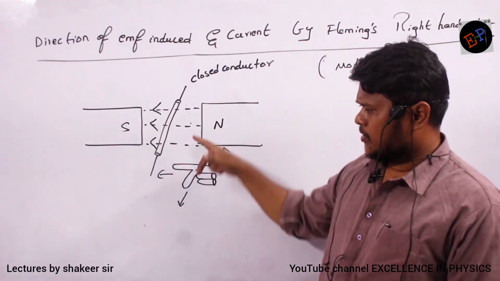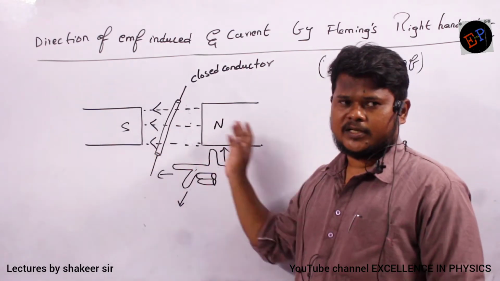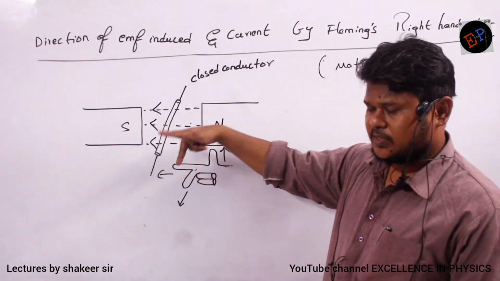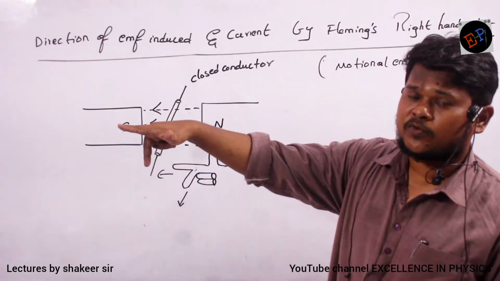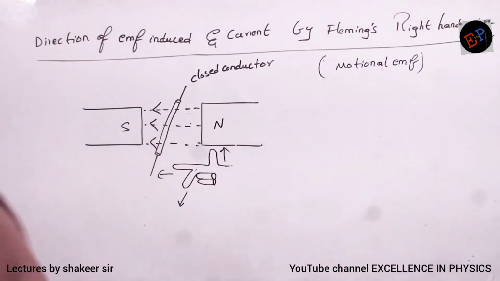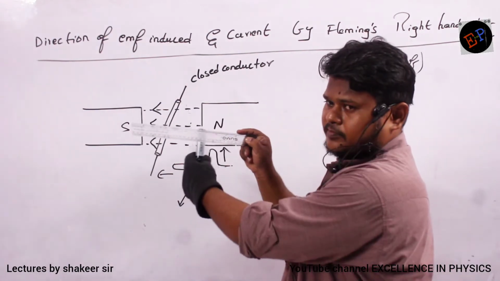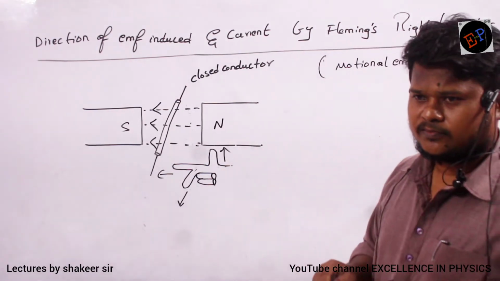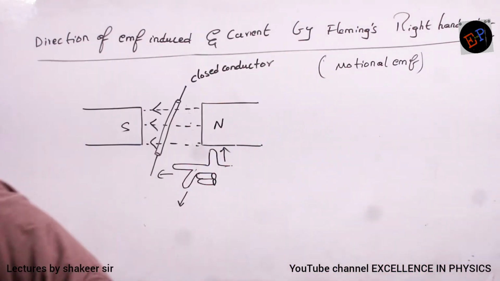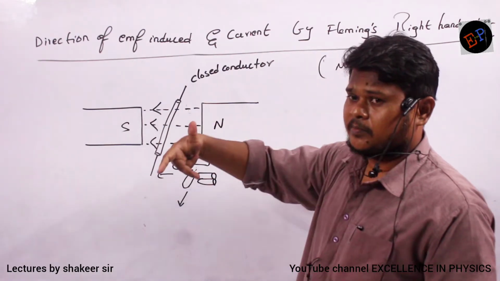What does forefinger indicate? This is forefinger. Forefinger indicates the direction of magnetic lines or direction of magnetic field. And thumb gives the direction in which you are moving this conductor. See here what is happening. This is the magnetic line. Conductor is like this. If I cut like this, then also it will cut the flux. If I move this conductor like this, then also it will cut the flux. So that direction of movement of this conductor is given by thumb.